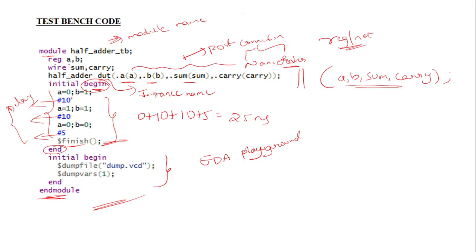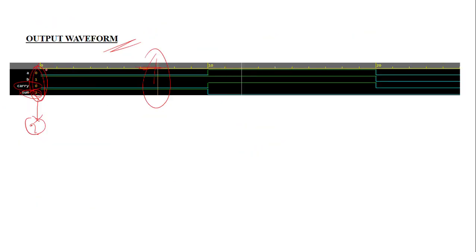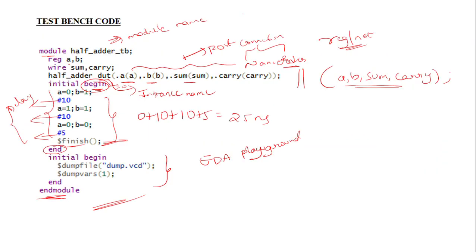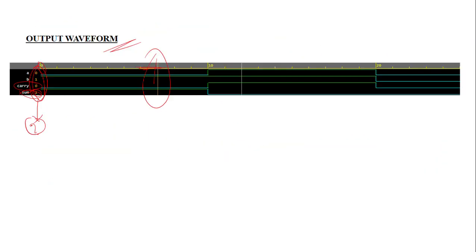Now see, first at t equal to 0, a is equal to 0 and b is equal to 1. After 10 nanoseconds, what do we have to do? Here we can see that after 10 nanoseconds, a is equal to 1 and b is equal to 1. So after 10 nanoseconds the values will change.